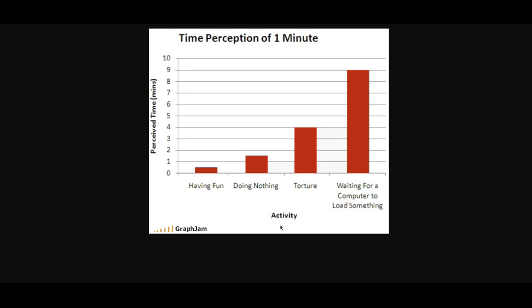And on the bottom, I see this label here says activity. So I'm seeing the activities here are having fun, doing nothing, torture, or waiting for a computer to load something. Those are my 4 different types of activities. And now I am going to read the information.